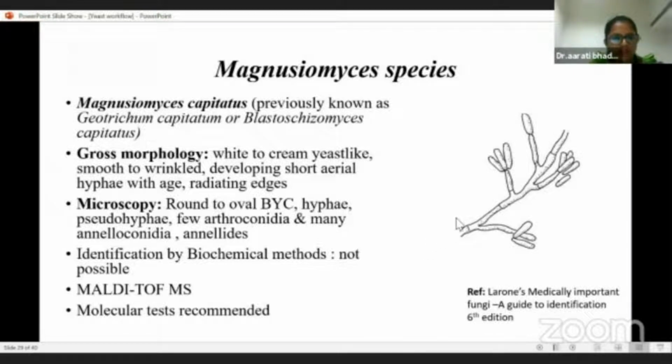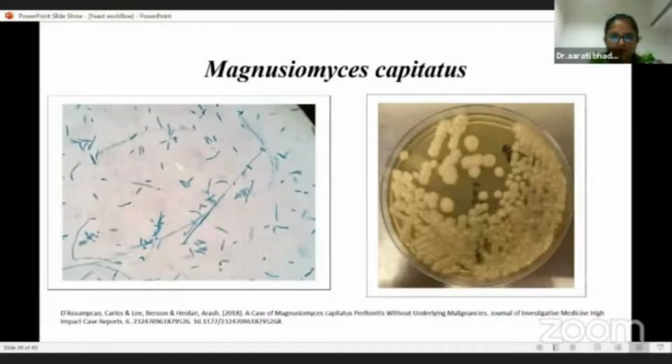So the identification by biochemical methods is not possible for this species. We have to go for molecular tests, DNA sequencing and PCR. So here you can see these are the yeast colonies of Magnusiomyces capitatus, and here you can see the annelloconidia and annellides.